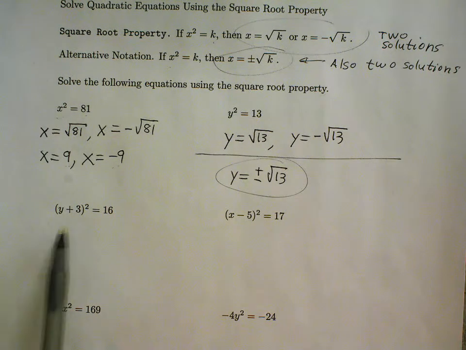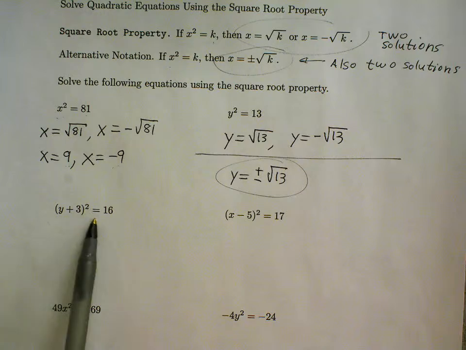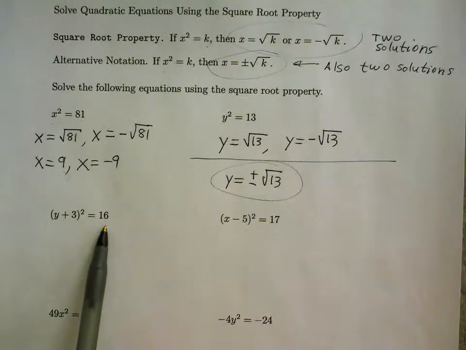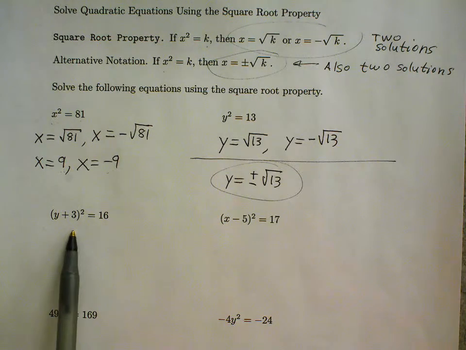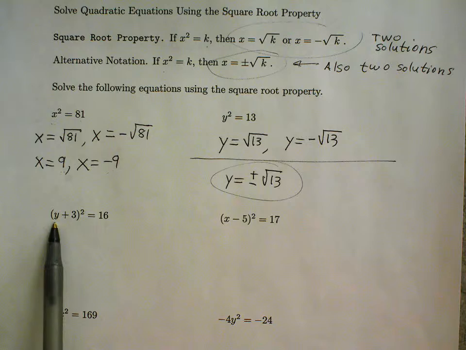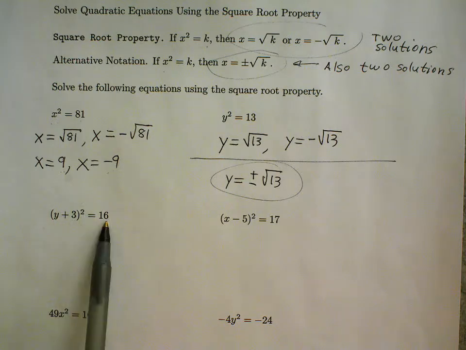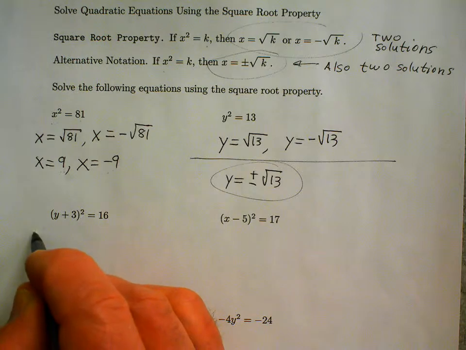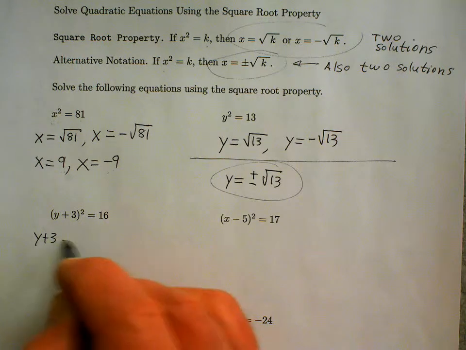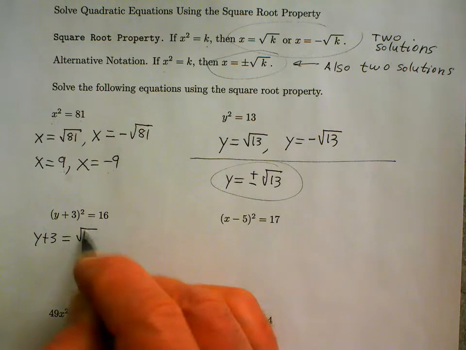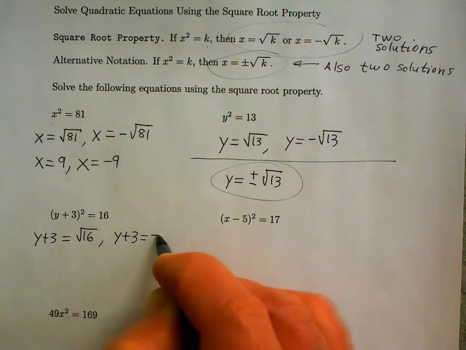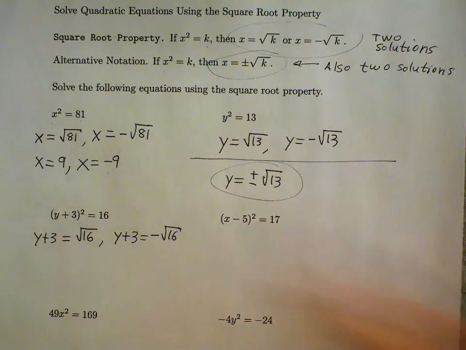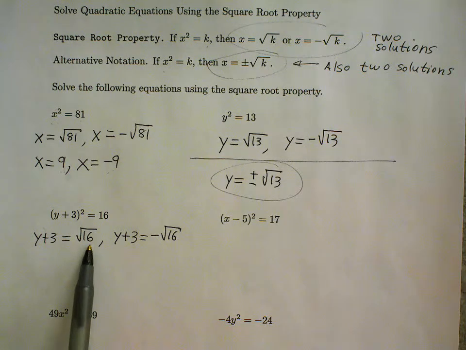Okay, let's go through this. We have a binomial squared equals 16. So this does look a little bit different than the square root property, but the property still applies. Since we have y plus 3 squared equals 16, we can write y plus 3 equals the positive square root of 16. And the other one, y plus 3 equals the negative square root of 16. The square root of 16 is 4.